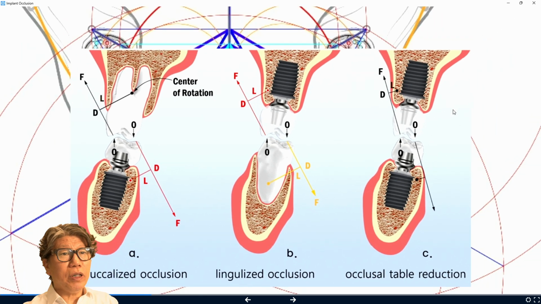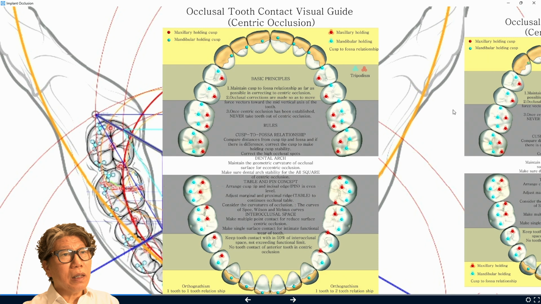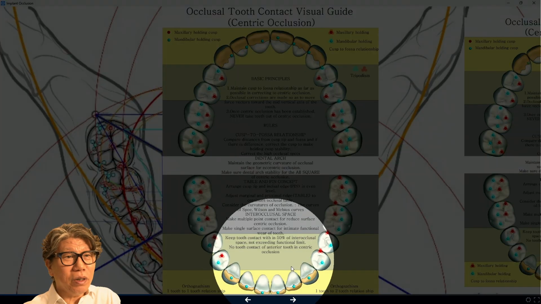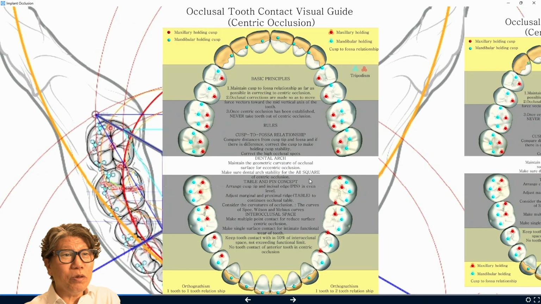You should ensure proper occlusion so that... this is a chart that seems to be created following gnathology. In gnathology, a similar chart is provided. It only shows the ideal. However, such ideal cases are not common.